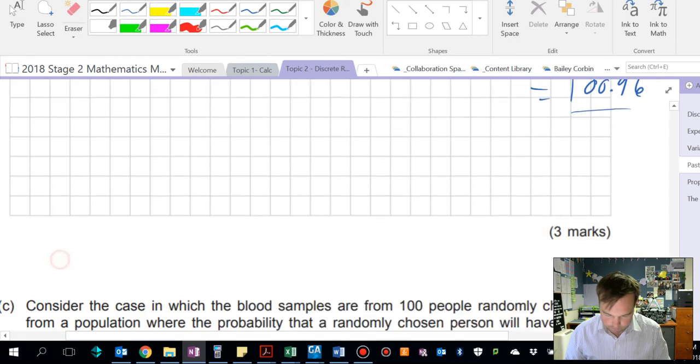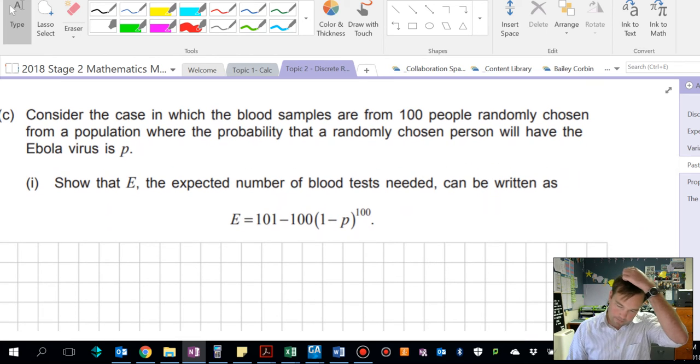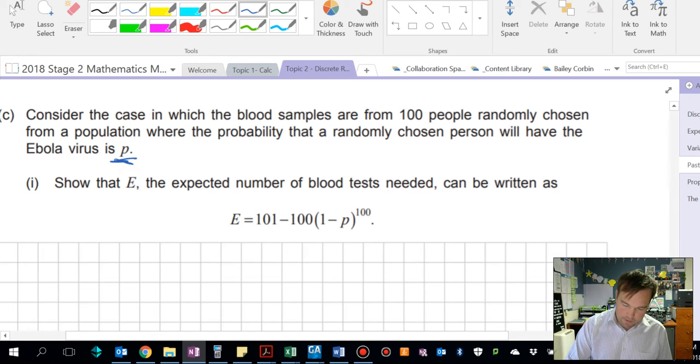Excuse me. Alright, consider the case where samples are chosen randomly for 100 people. Show that E, the expected number of blood tests needed, can be written as... Alright, where the probability of the virus is P. So this is taking the general case of what's happened before.